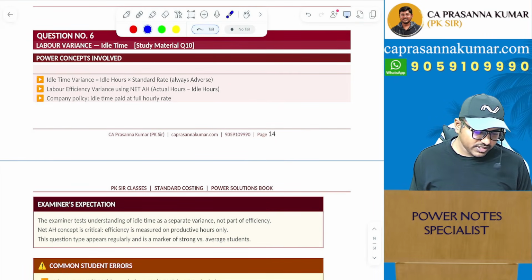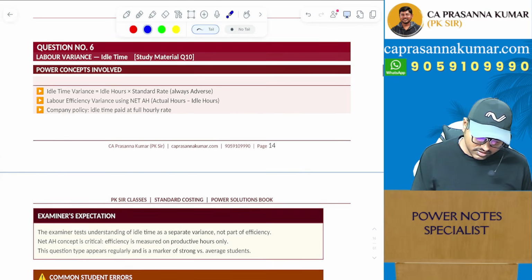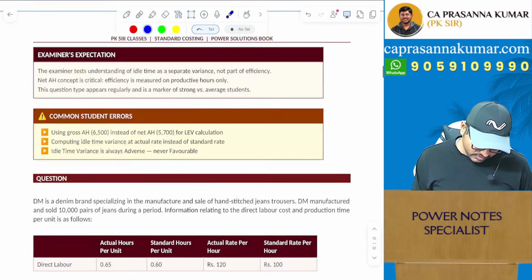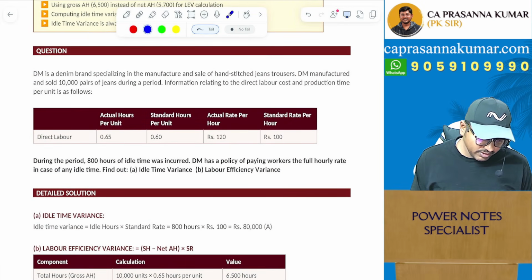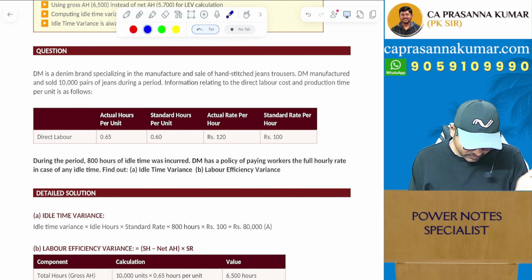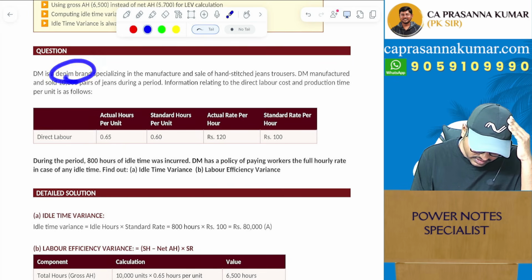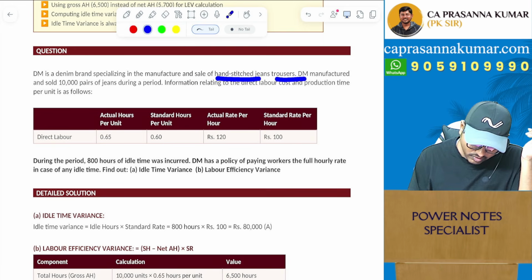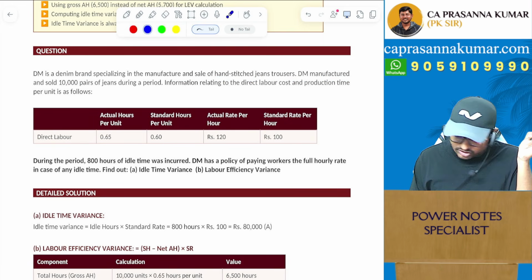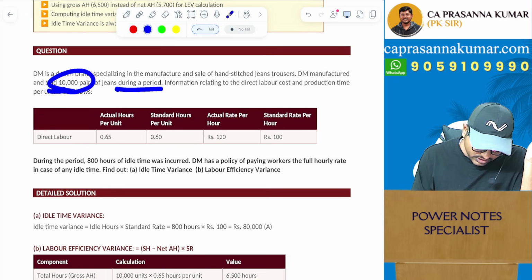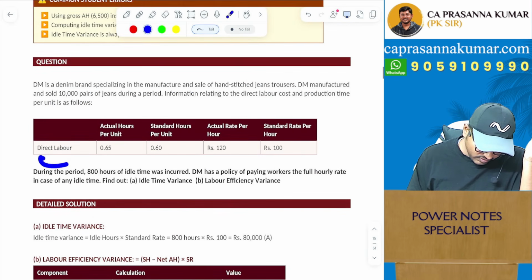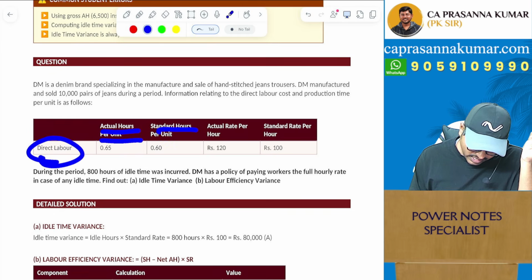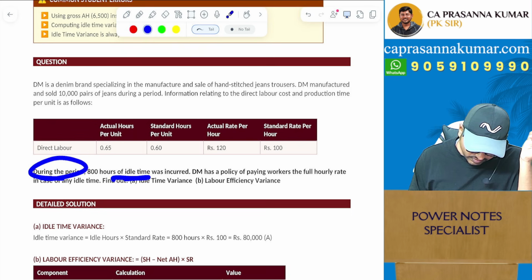We'll also do one problem based on idle time. Ready metal question only. Look at the question. DM is a denim brand specializing in the manufacture and sale of hand-stitched jean trousers. DM manufactured and sold 10,000 pairs of jeans during a period. Information relating to the direct labor cost and production time per unit is as follows. We've got direct labor, actual hours per unit, standard hours per unit, actual rate per hour, standard rate per hour given. During the period, 800 hours of idle time was incurred.